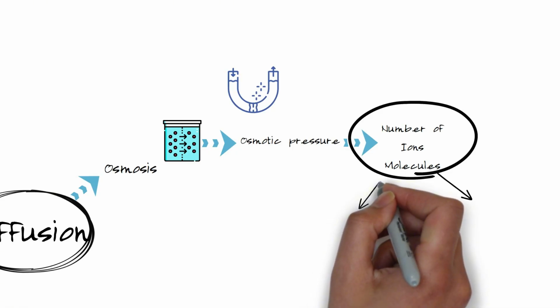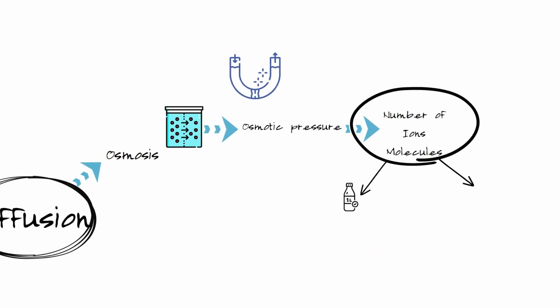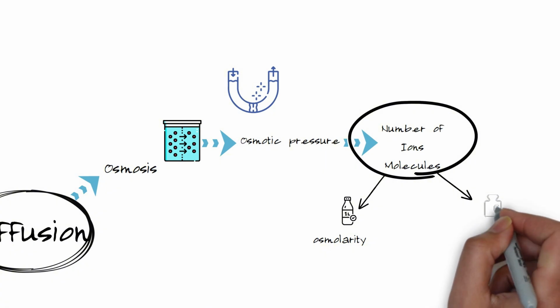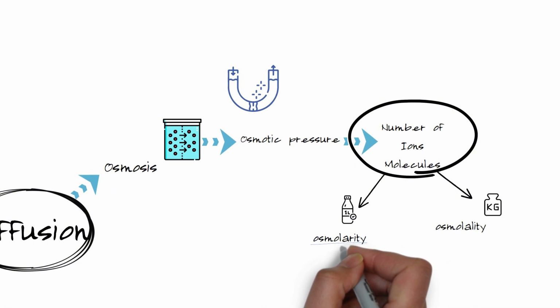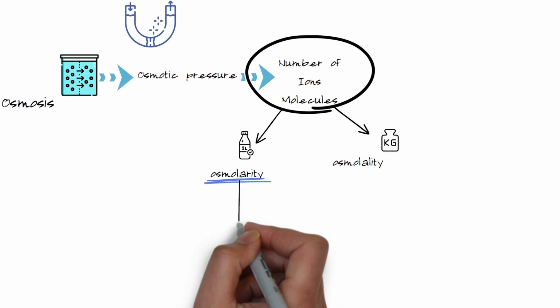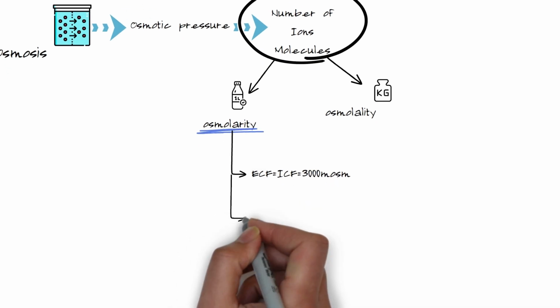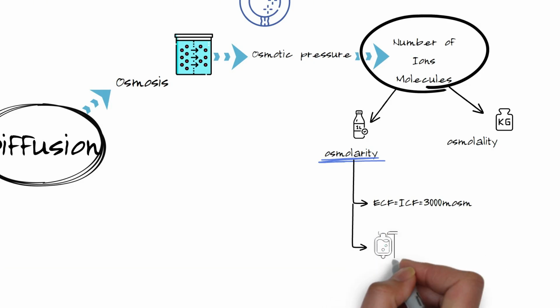So, according to the number of the ion molecules, we have either osmolarity or osmolality. If we are talking about the number of osmoles or molecules in 1 liter, this is osmolarity. But if we talk about the number of osmoles in 1 kilogram of water, this is osmolality. For the osmolarity, which is more important, the extracellular fluid osmolarity is equal to that of the intracellular, and both equal 300 milliosmoles. And this is important.